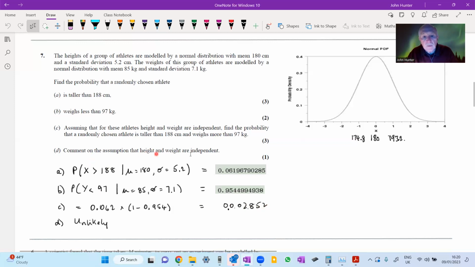Comment on the assumption that height and weight are independent. Well, they're probably not, are they? You can end up with really tall, light people. And anyway, it's unlikely, obviously.